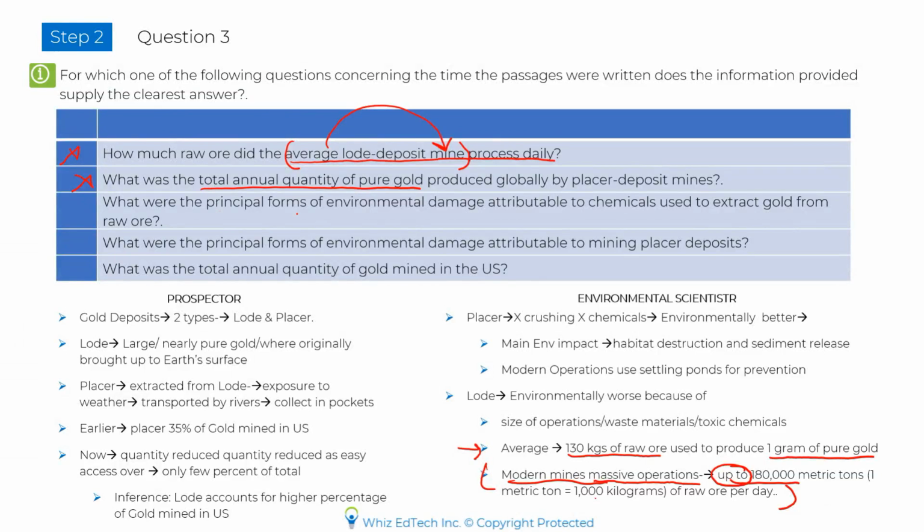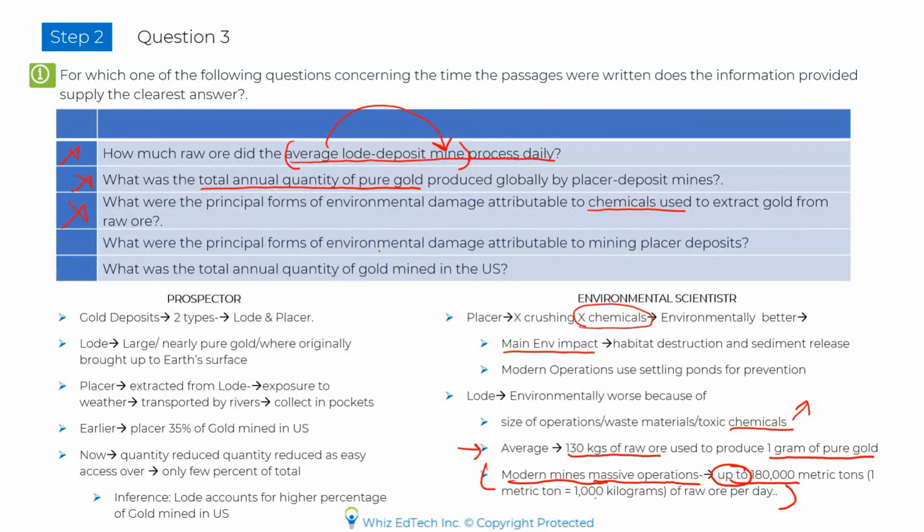What were the principal forms of environmental damage attributed to chemicals? Now, if we really look here, placer, we know the main environmental impact, but placer does not use chemicals, right? And we know the chemicals are used only for lode, but here no main impact is given. So this also, we don't have any answers.